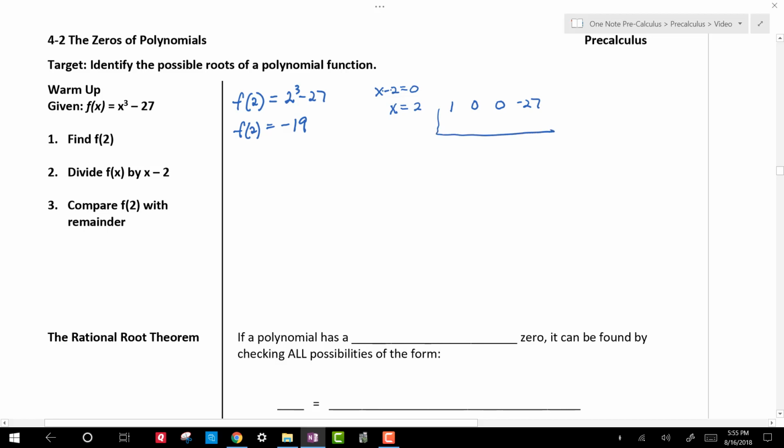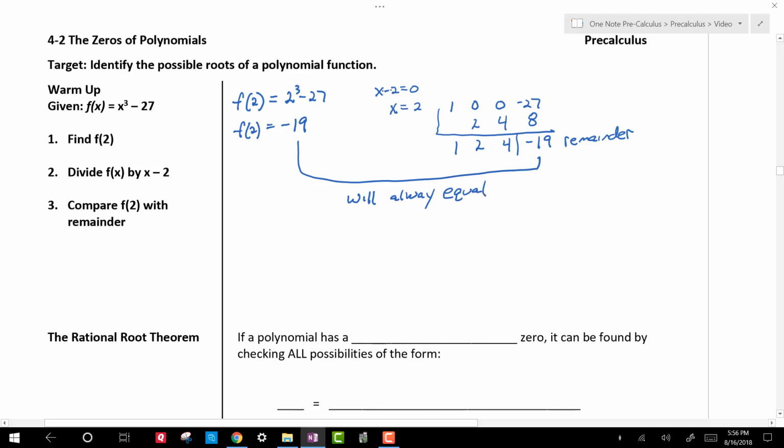So here we go. Drop down the 1. 2 times 1 is 2. Add them up, you get 2. 2 times 2 is 4. Add them up, you get 4. 2 times 4 is 8. Add them up, and you get negative 19. That negative 19 is the remainder. Right? Just like we got when we substituted in 2 to the function. Now, when you compare these two, they will always be the same. All right, will always equal.